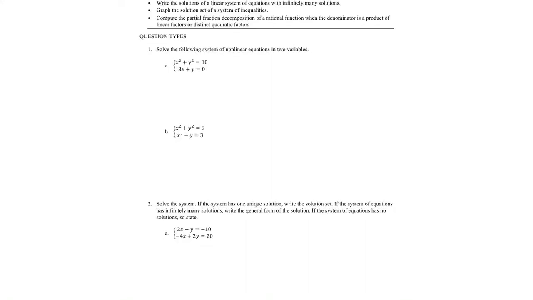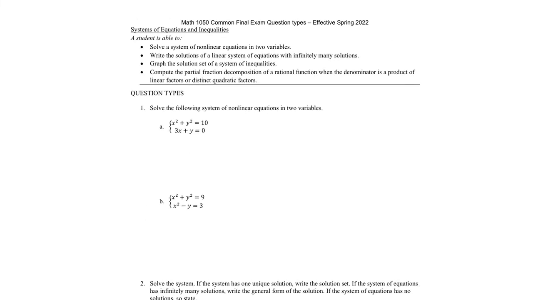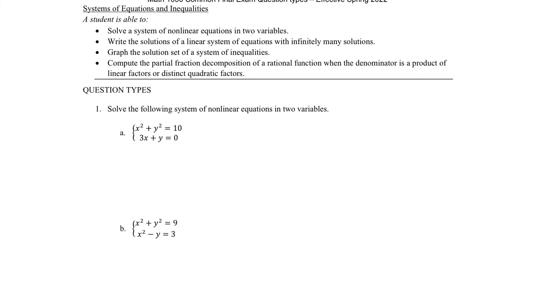This is a Unit 4 review for the final exam. These questions come from chapters 5 and 6. Chapter 5 dealt with systems of equations. You can see the essential learning targets here.